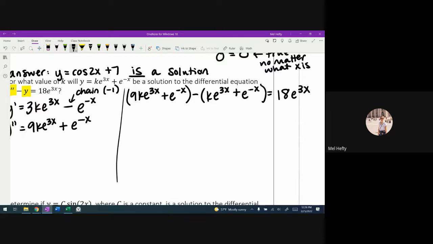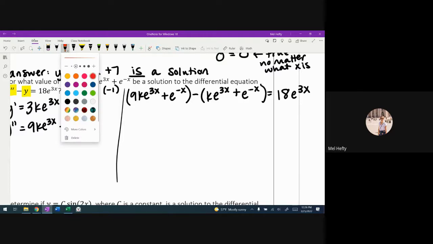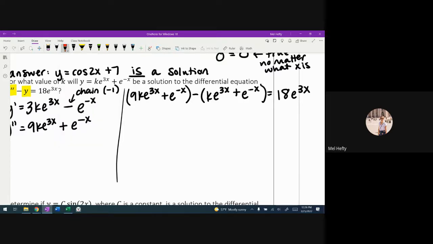Do you guys see anything good that's happening in this equation? Anything that might be able to cancel out? All right, let's look at these 2 terms right here. I have e to the negative x minus an e to the negative x. Do you guys agree with me and Matt that those would cancel out? What? Hold on. So we have 9k e to the 3x minus k e to the 3x.